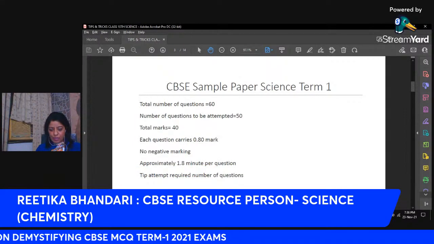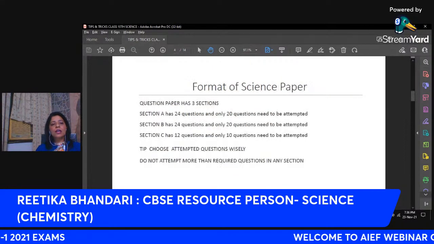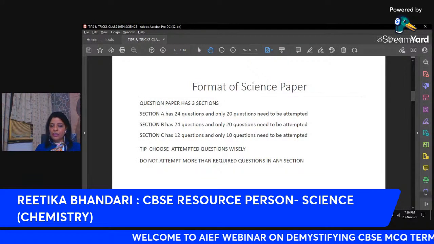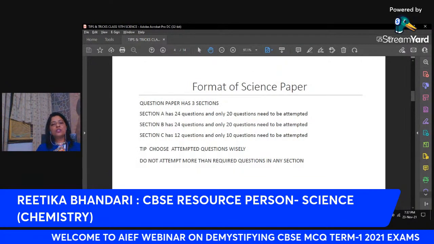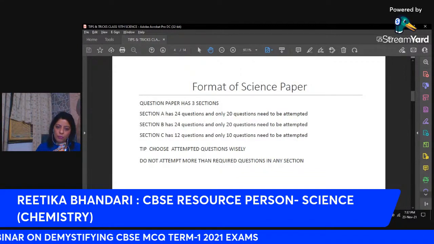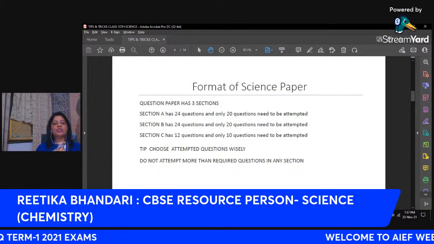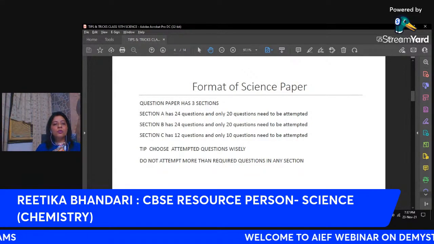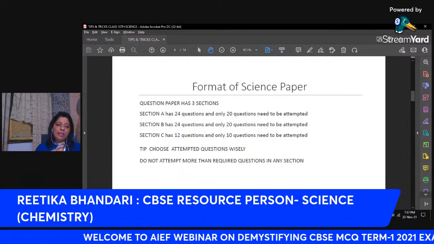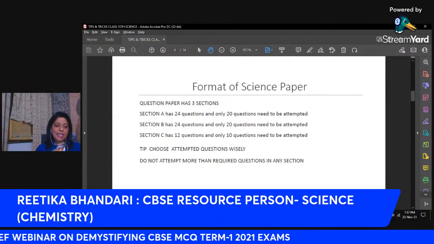But I would suggest, in my time management, how to distribute your time in your sections. So as we know, section A has 24 questions and only 20 questions need to be attempted. Similarly, section B has 24 questions, you need only 20 questions. And in section C, you have to attempt only 10 questions out of 12 questions. Now you have to attempt questions wisely. Be very sure that whatever you are choosing is fetching you marks. So that choice has to be very wise.